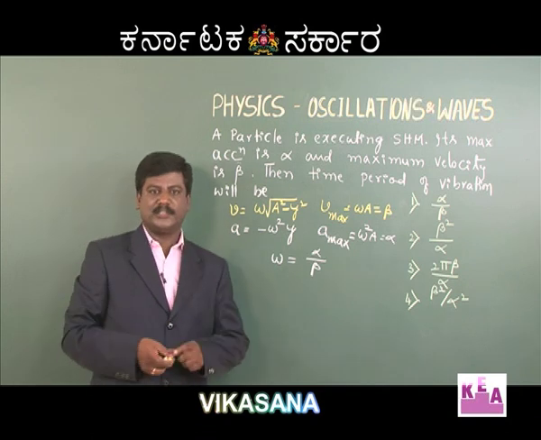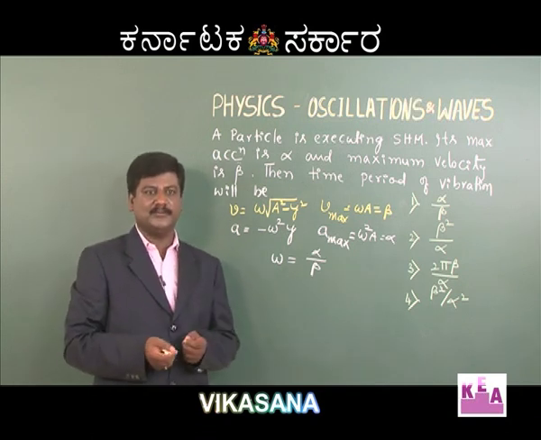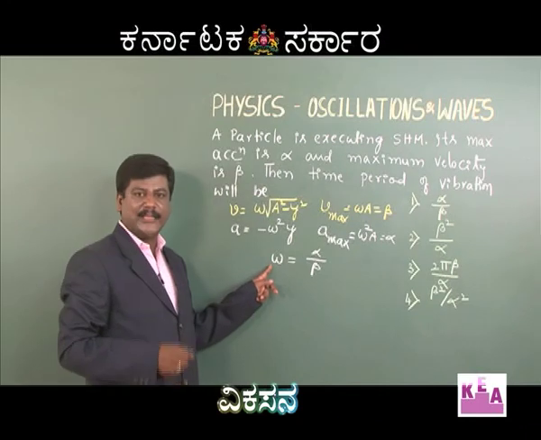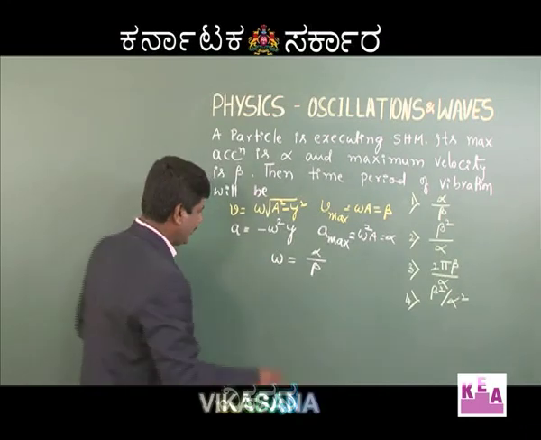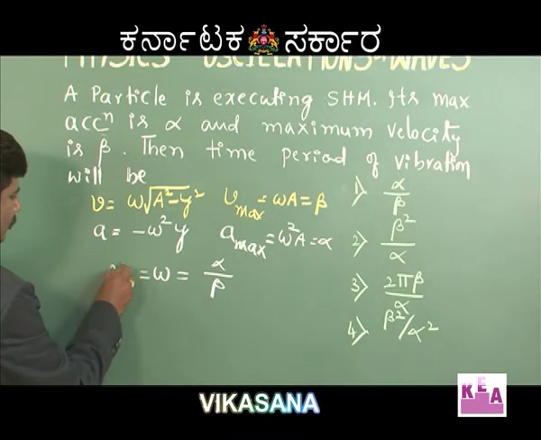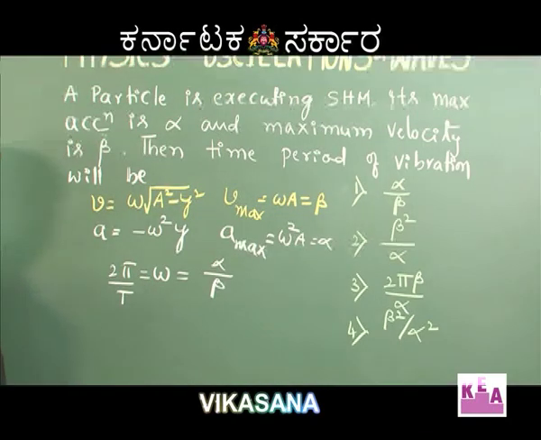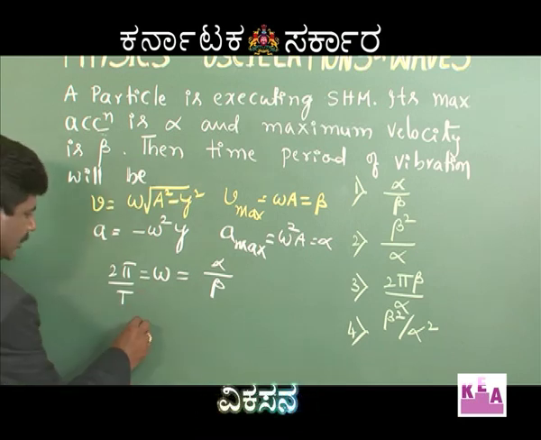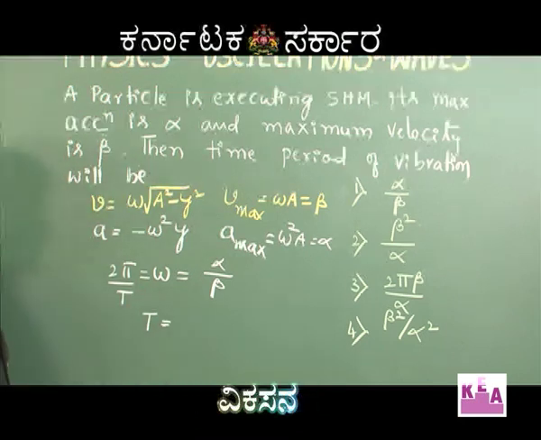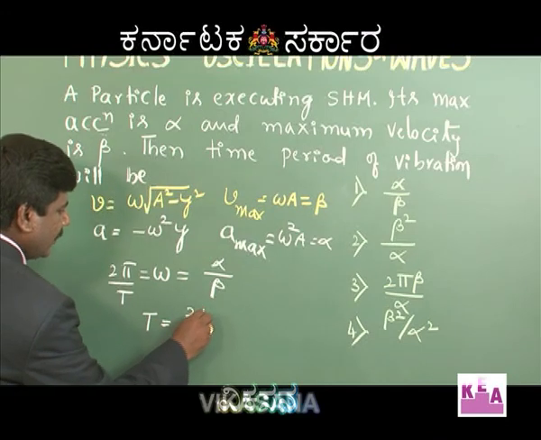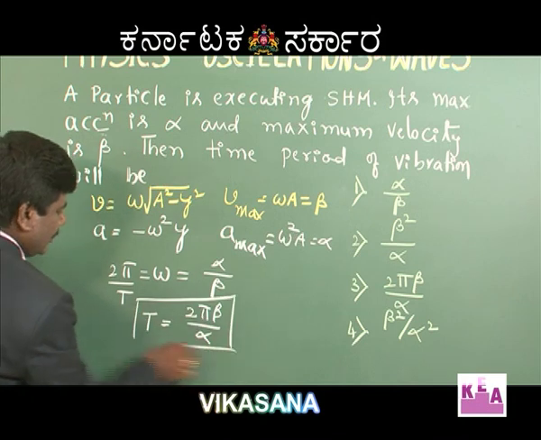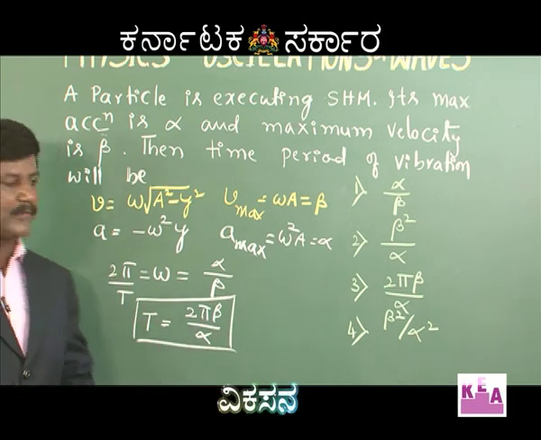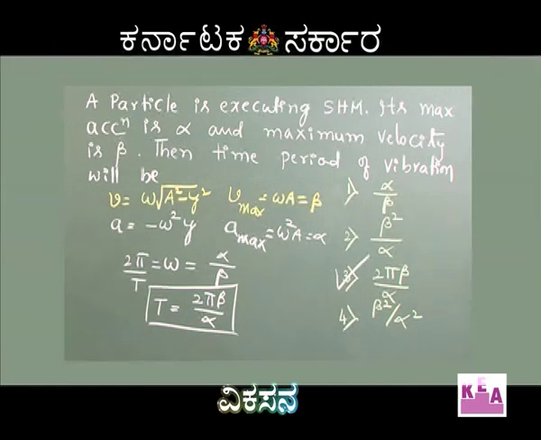Any particle executing SHM can be represented by two values. Number one, angular frequency. Angular frequency can be expressed in terms of period, that is omega is equal to 2 pi divided by T. On cross multiplication, the expression for T is equal to 2 pi beta divided by alpha. So the time period is equal to 2 pi by beta. Definitely, option 3 is right for this question.